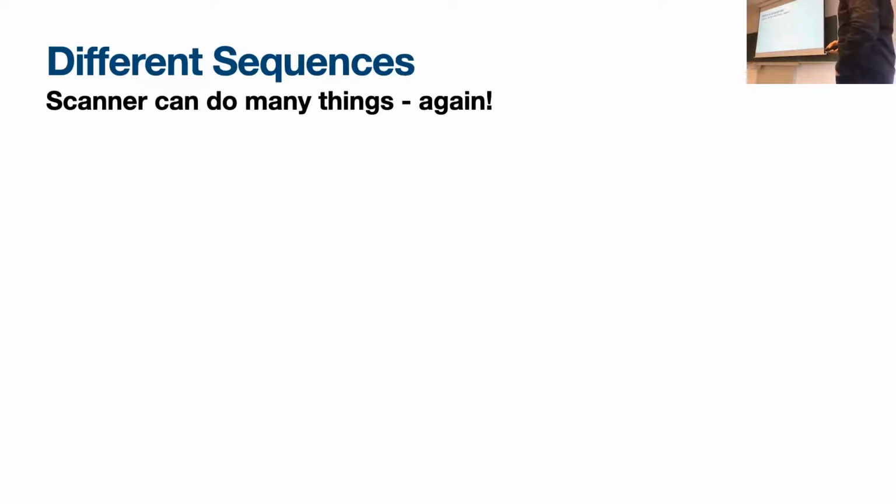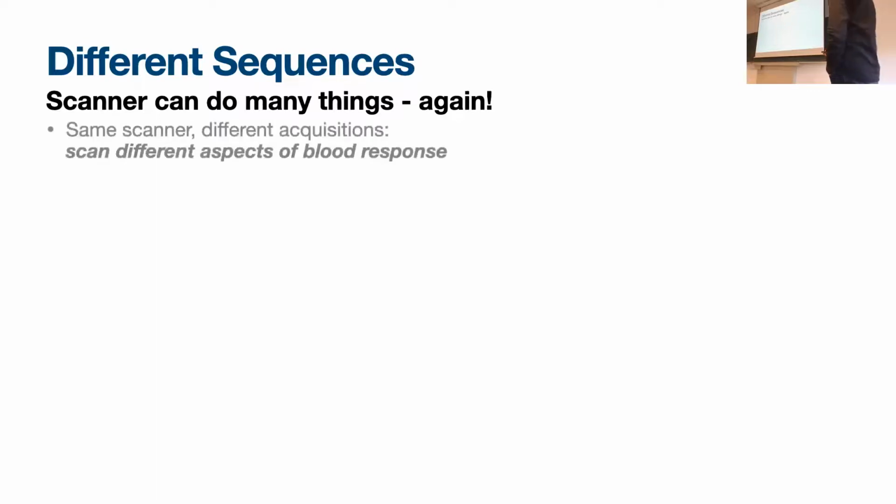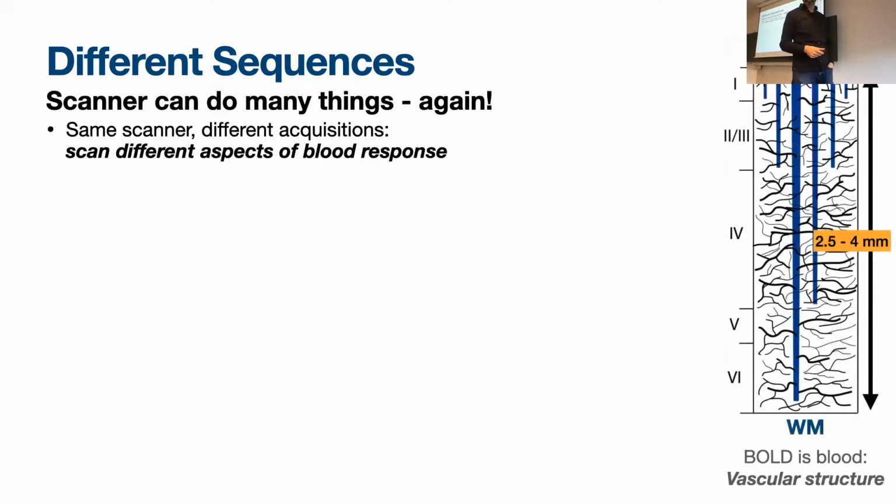Yeah. So, like I said, we have a scanner. It can do many different things. It's a very versatile machine. So I just want to get into how we can also scan different aspects of the blood response. If you look at the layers of the cortex, you see that they are not just different in terms of their computational roles. They are actually quite different also in terms of their vascular structure.